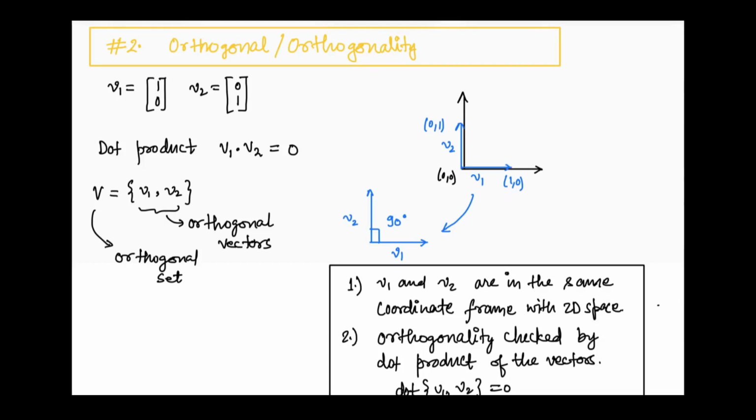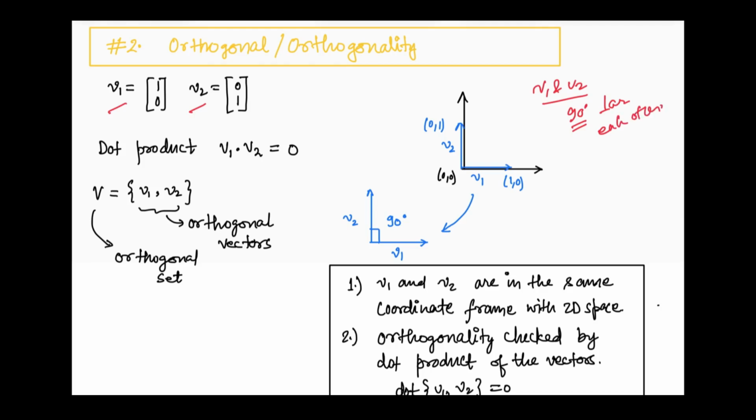So hello everyone. In this particular video, we will see what we mean by orthogonal vectors or orthogonality. For this, we will consider an example. Here we have two vectors, v1 and v2. And we say that vectors v1 and v2 are orthogonal if both the vectors make 90 degrees with each other. That means they are perpendicular to each other. Okay.